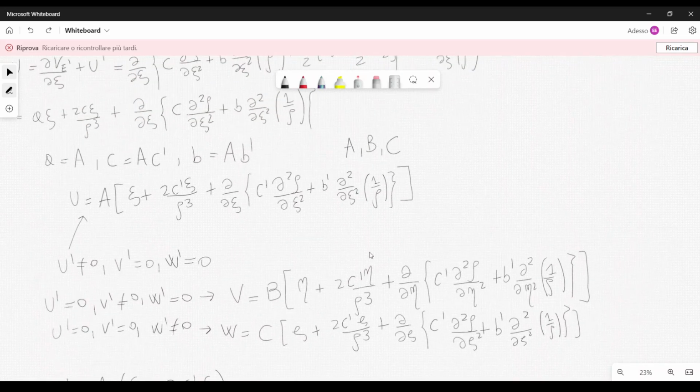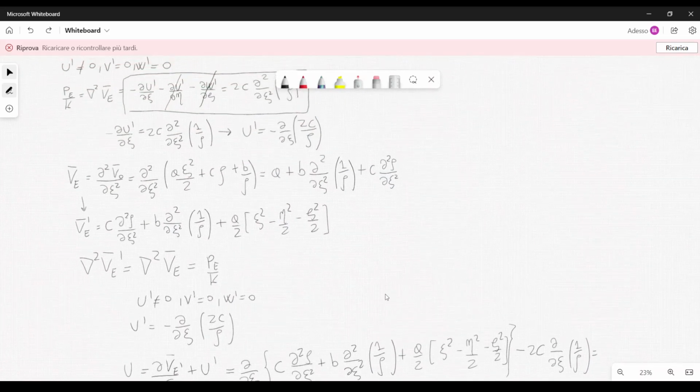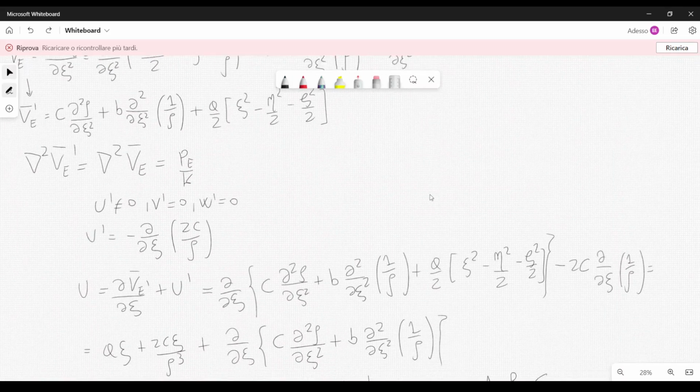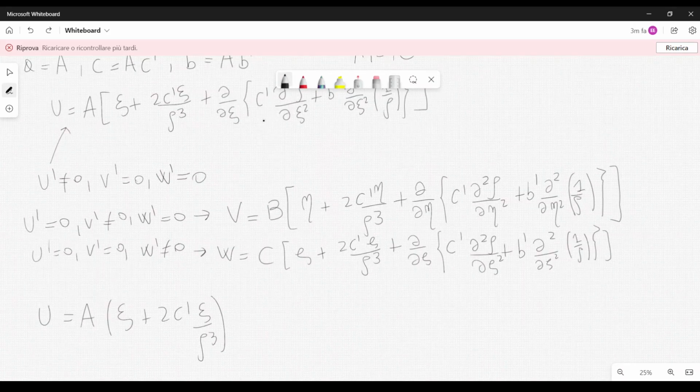Why is that? Well, because if you remember, we started our derivation from here, where we set these derivatives equal to 0 when we consider this condition, u prime not 0 and v prime is equal to 0 and w prime is equal to 0. So what we have to do is sum the part inside this curly bracket with this one and this one for each of these terms. So let me write it down here.